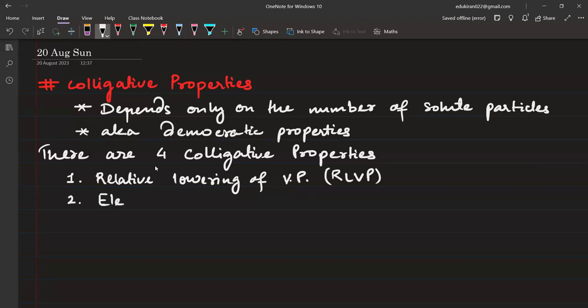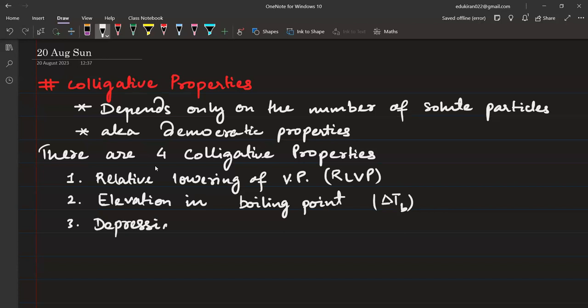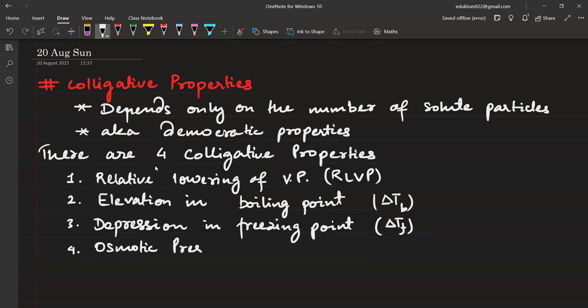Secondly, we are going to learn about elevation of boiling point, which is given by delta TB. B is in the subscript, by the way. Third is depression of freezing point, given by delta TF. And fourth is the osmotic pressure, denoted by pi.